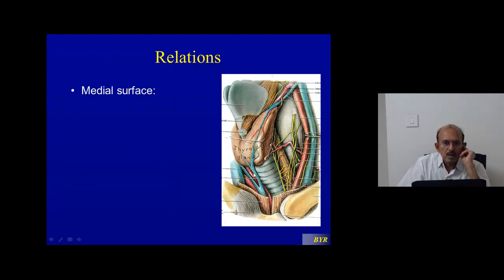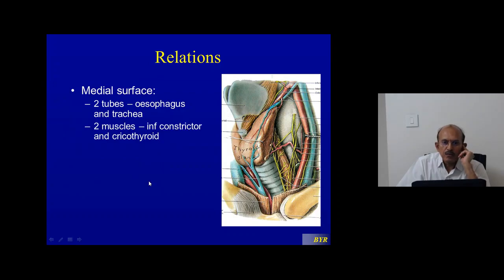Medial surface: the thyroid gland lies upon two tubes. What are they? The trachea and the esophagus. And two muscles, inferior constrictor and cricothyroid. Here is the cricothyroid muscle, and here is the inferior constrictor muscle. Hyperactivity can be cuboidal epithelium, or if it is more active, even columnar epithelium.